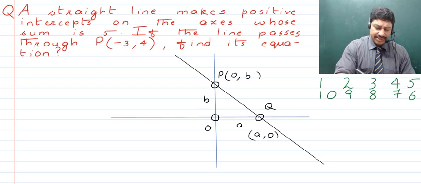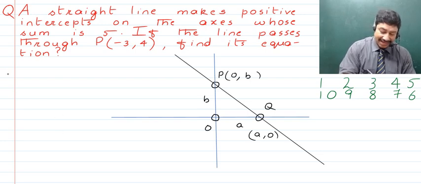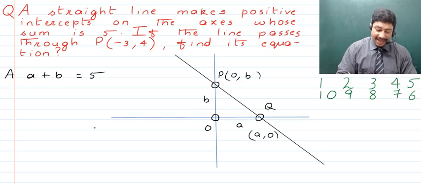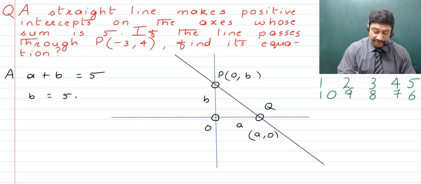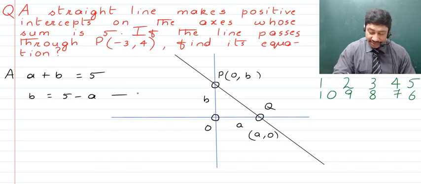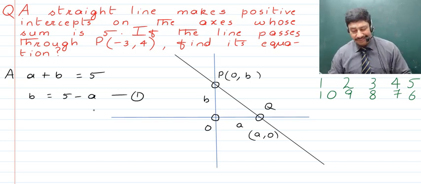Now children, there is one thing which has been given to you, and that is the sum of the intercepts. So we've been given that A plus B is equal to 5. As such, from here we can say that B will become equal to 5 minus A, and children, we can consider this to be our first equation.